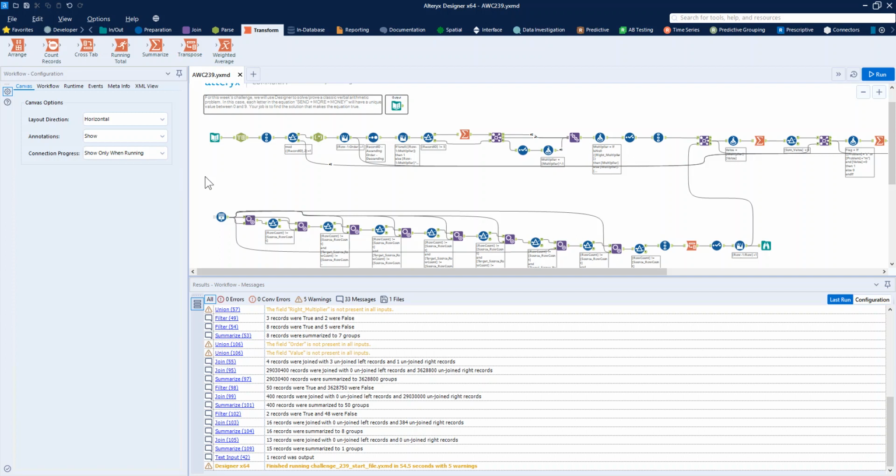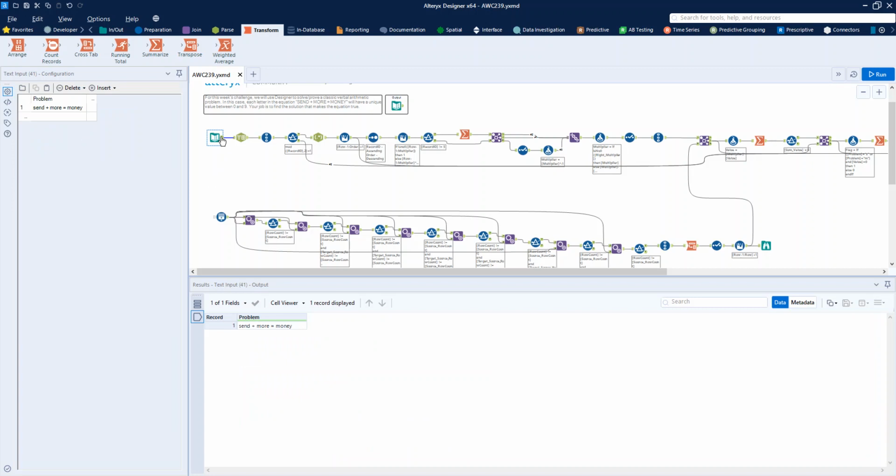I will preface this solution to this week's Alteryx Weekly Challenge by saying that this brute force method isn't something I'm particularly proud of, but hey, it works, right? So we look at our initial input that we get given, this little equation, and think, okay, what we're probably going to want to do is split this out into individual letters.